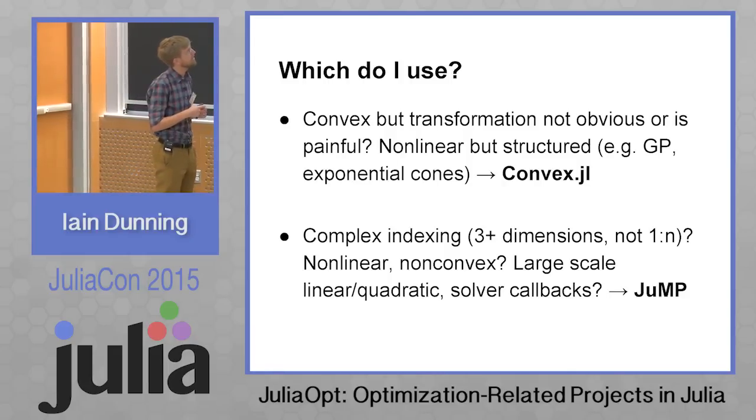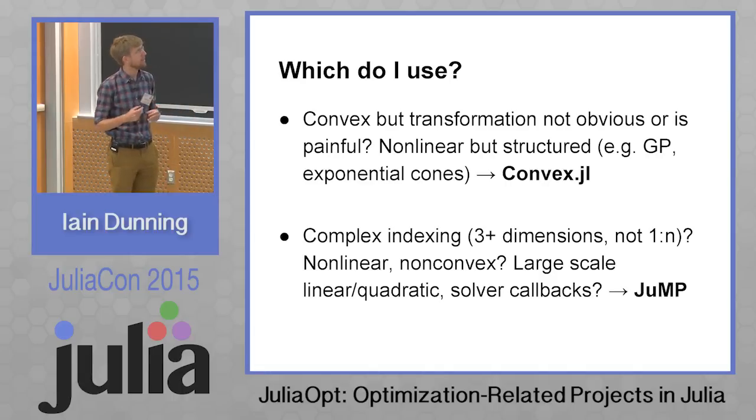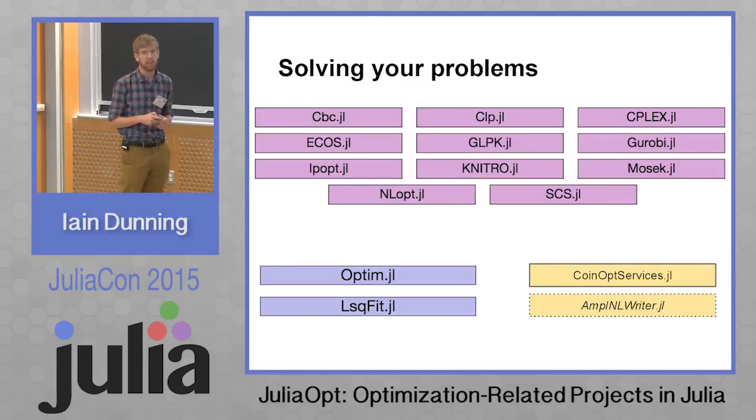However, if you have a problem that has complex indexing schemes, so three or more dimensions, or your indices aren't simply 1 to n, you want to index by airports or something like that, which we will do tomorrow, use JuMP. If the problem is nonlinear and non-convex, you have to use JuMP. If it's quite large scale, so hundreds of thousands of variables, then you definitely want to be thinking about JuMP, which is more tuned to high-speed generation of models. And if you want to mess around with a solver by customizing it, JuMP exposes those features.